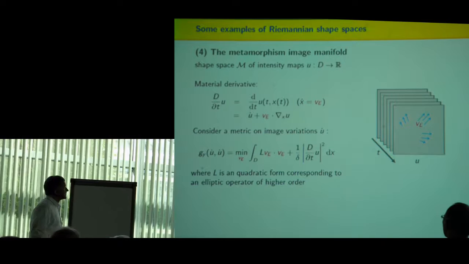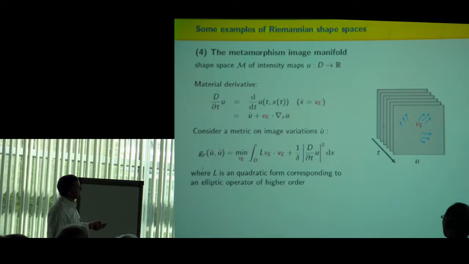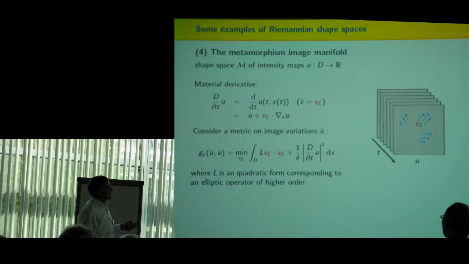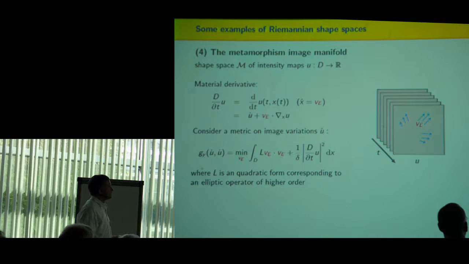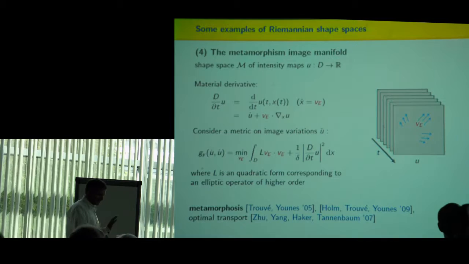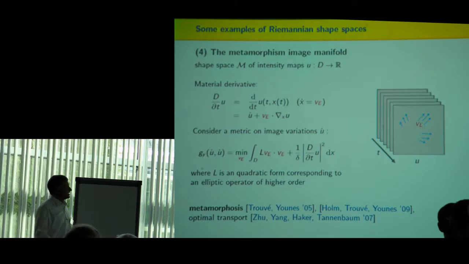And so even though we define the metric of the variations of the image just in a very formal sense, both terms depend on the motion field v E here via this equation for the material derivative which pops up here. This is called the metamorphosis model, and it was proposed by Trouvé and Younes in 2005 with nice existence theory. My topic is here basically an effective and converging time discretization, as you can see.